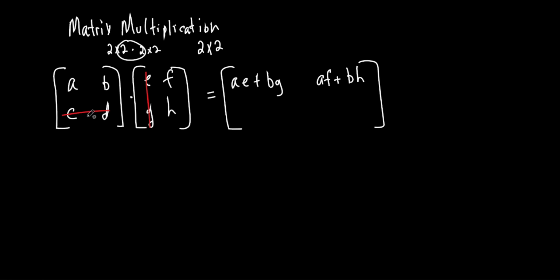So now we're going to do basically the same thing, but we're going to start down here. So now I'm going to take this and go what? C times E. So I'm going to go CE plus what? DG. Good.